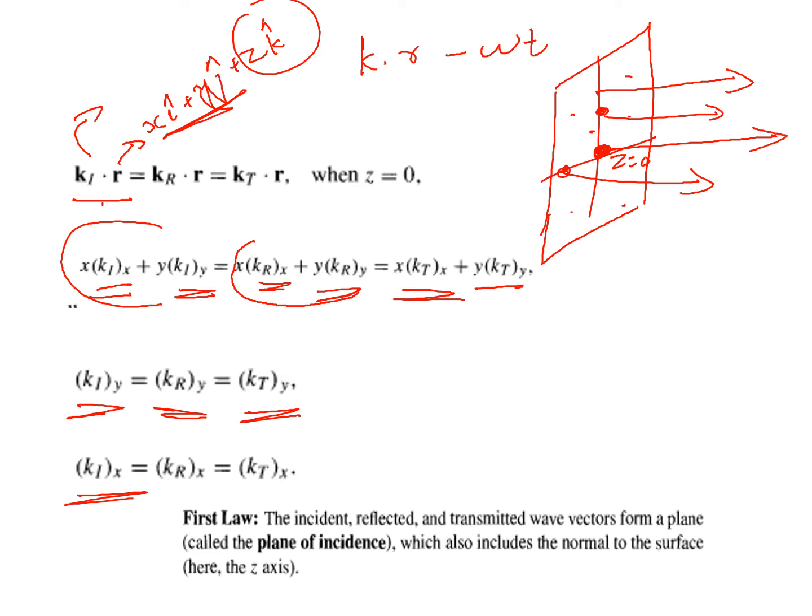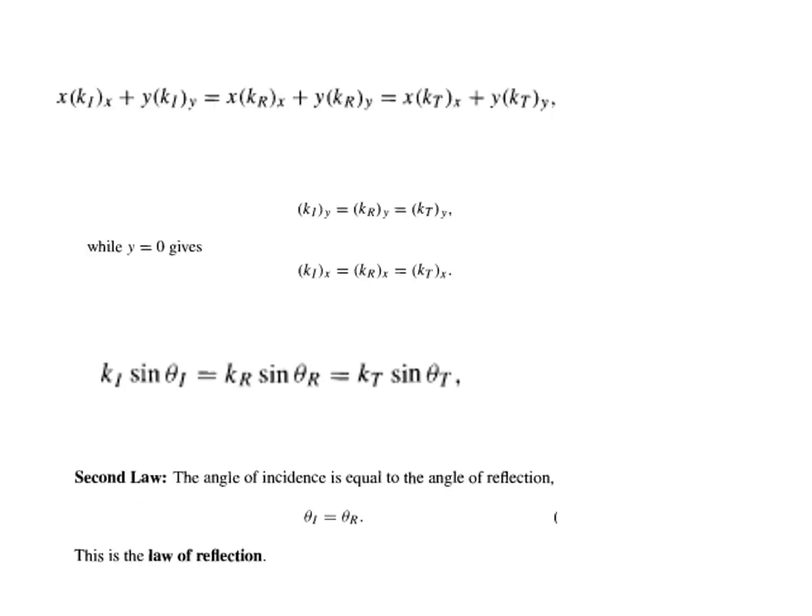Okay, so through this we proved, we reached the first law of optics. Now, again, continuing from this, the first part of this equation, we are taking ki of y by putting x equal to 0. By putting x equal to 0, we reach ki of y equal to kr of y equal to kt of y. And also when y equal to 0, we reach this one.